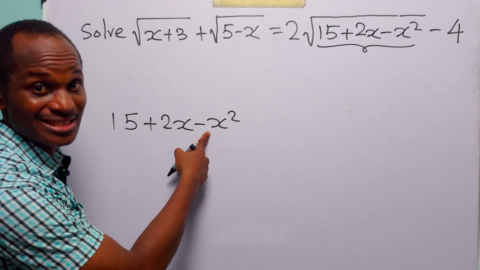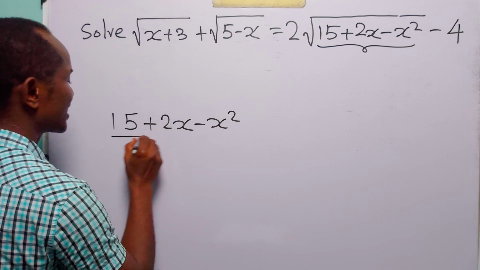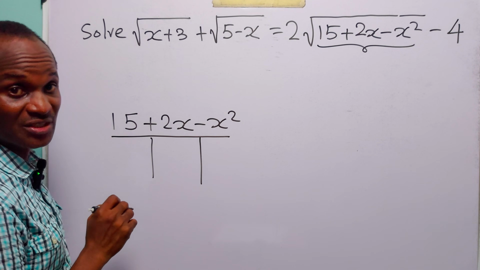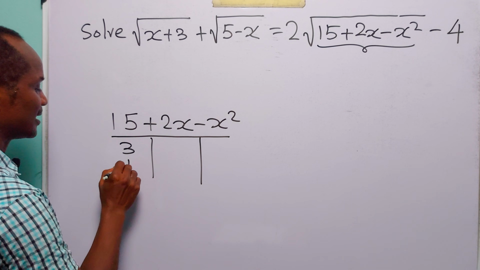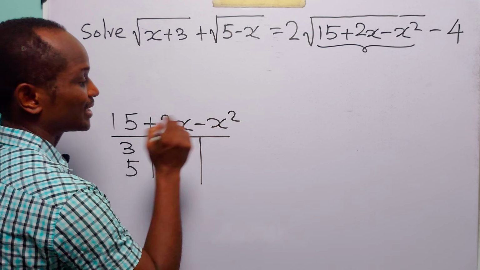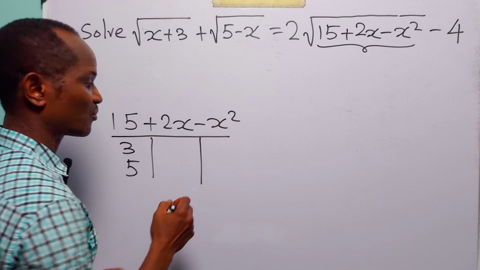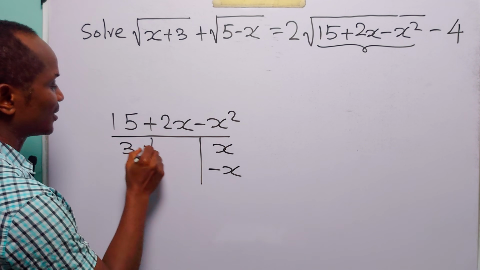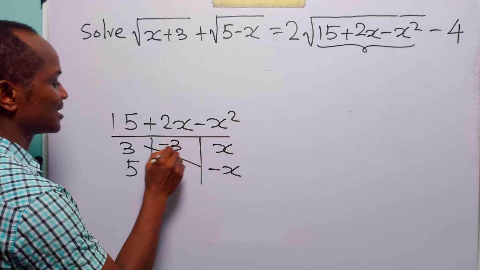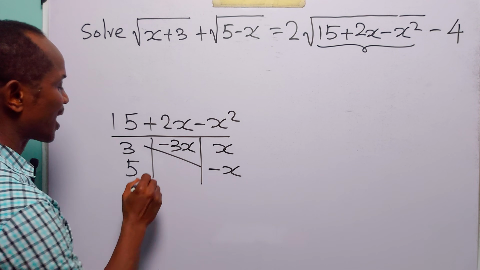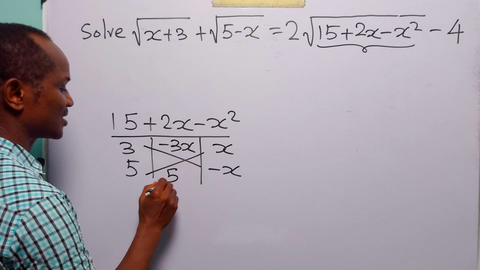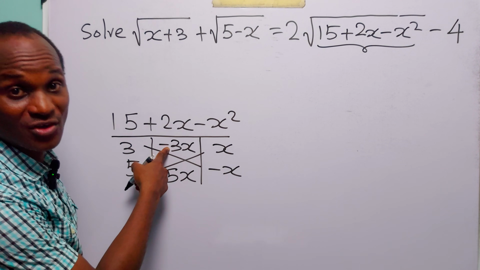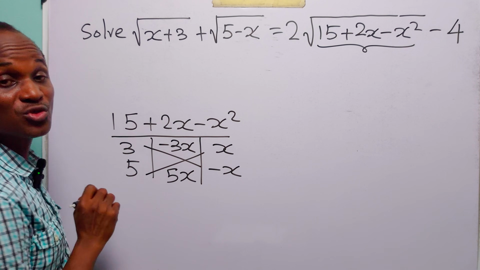Since the coefficient of x squared is not 1, to factorize this, let us use the table method. What are the factors of 15? Of course, we have 3 times 5. What are the factors of minus x squared? We have x times minus x. Now, 3 times minus x is going to give us minus 3x, while 5 times x is going to give us 5x. And of course, 5x minus 3x is going to give us plus 2x.